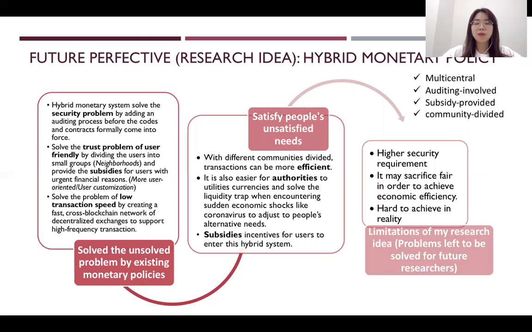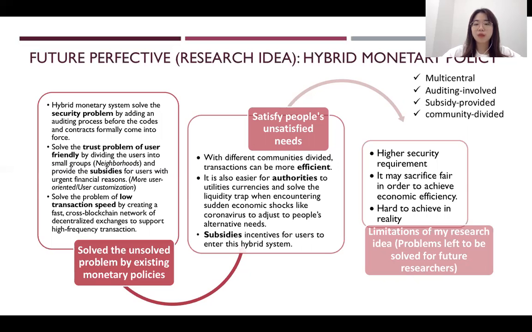First, the hybrid monetary system solves the security problem by adding the auditing process before the codes and contracts formally come into force. Second, it can solve the trust problem of user-friendliness by dividing the users into small groups and providing subsidies for users with urgent financial reasons. They are divided based on similar features and habits in financial management, which makes the system more resilient and serves better for people's different investment and lending needs. We can call this more user-oriented or user customization.